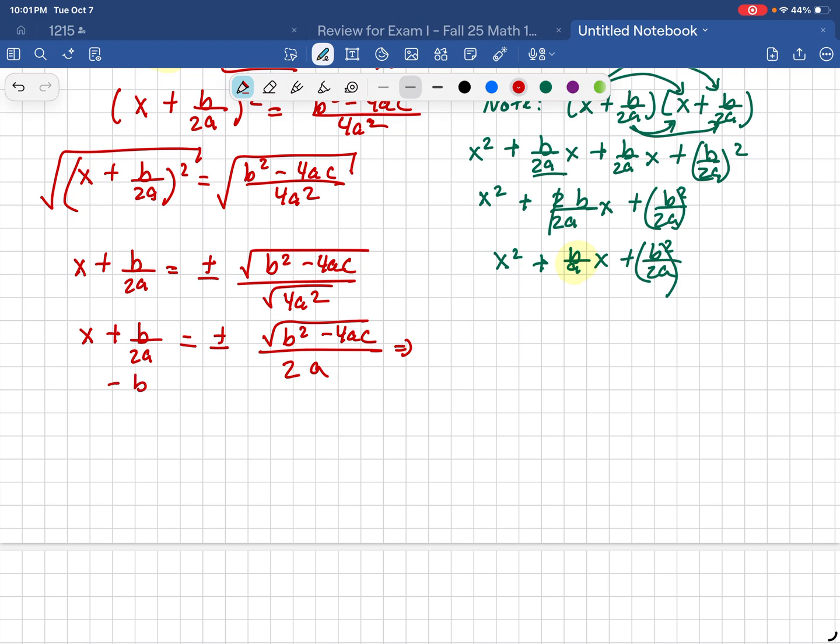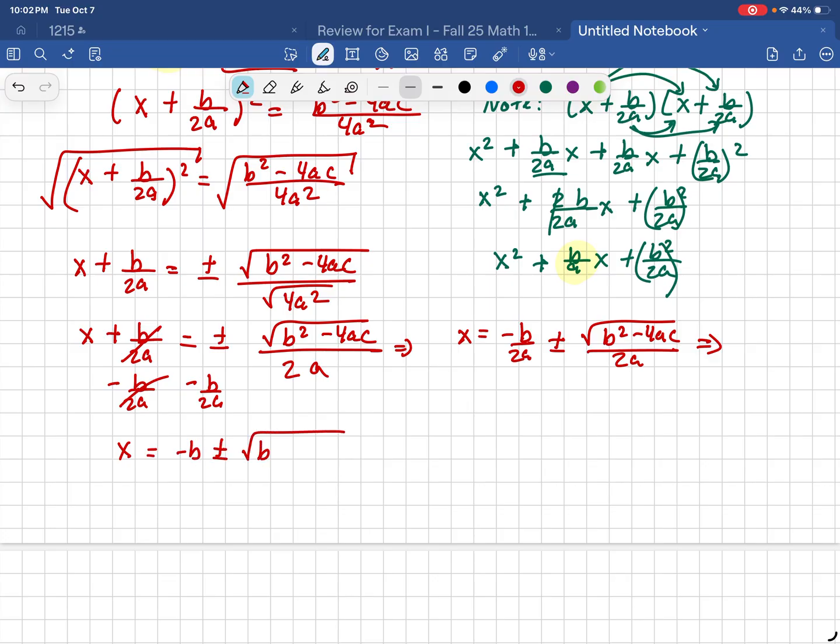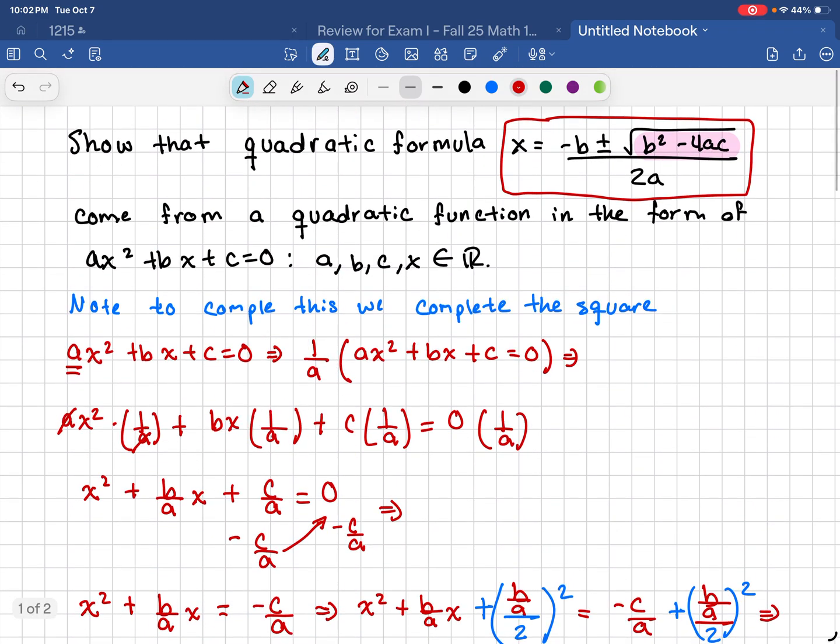So now I'm going to send negative b over 2a to the other side. These two will cancel, leaving me with x is equal to negative b over 2a plus or minus the square root of b squared minus 4ac over 2a. Now we're adding and subtracting two fractions, and they already have the same denominator, so I can rewrite this as negative b plus or minus the square root of b squared minus 4ac, over 2a. So now we have demonstrated that the quadratic formula comes from a quadratic equation in the form of ax squared plus bx plus c is equal to 0.